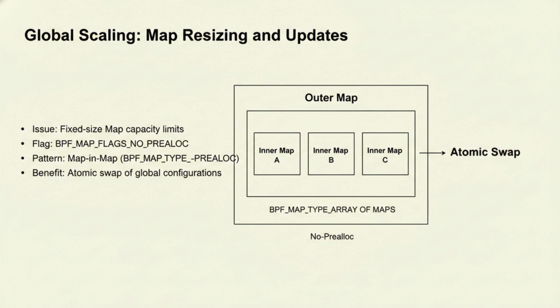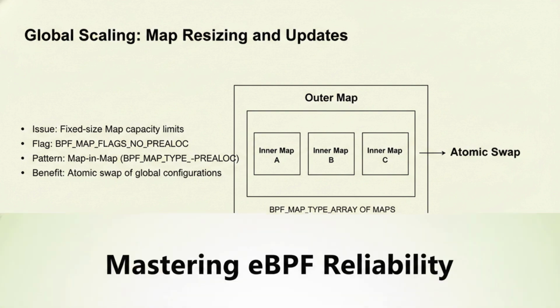In global scale systems, map capacity is a constant struggle. eBPF maps usually have a fixed size defined at load time. If your hash map fills up, new entries will be rejected, potentially dropping traffic or missing telemetry. While modern kernels support BPF_F_NO_PREALLOC to save memory, it can lead to allocation failures under pressure. We will discuss the map-in-map pattern, which allows for atomic updates to entire datasets by swapping an inner map within an outer map. This pattern is essential for zero downtime configuration updates in distributed infrastructure.